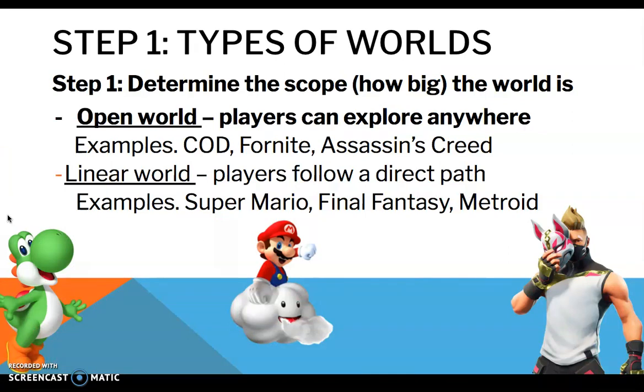All right, real quick, step one. So we got 5 steps. Step one to creating your gaming world, the types of worlds to keep in mind. The first world is open world where players can explore anywhere. For example, you got your Call of Duties that can just run anywhere on the map, Fortnite, Assassin's Creed. And then the linear world where players follow direct paths. So that's Super Mario Brothers, you got your Final Fantasy, you got your Metroid. You have a predetermined path that you're having your player go on.